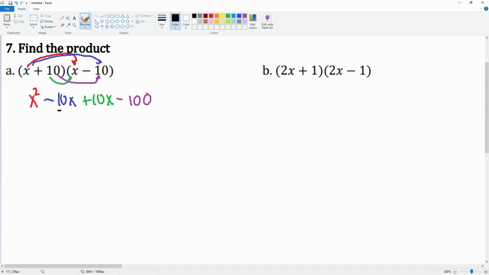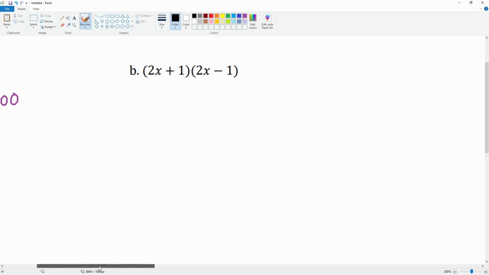Notice that the middle terms here combine. That becomes a 0x, but no one really writes it though. So all we have here is the x squared minus 100. Notice that the middle terms here combine and they cancel out.